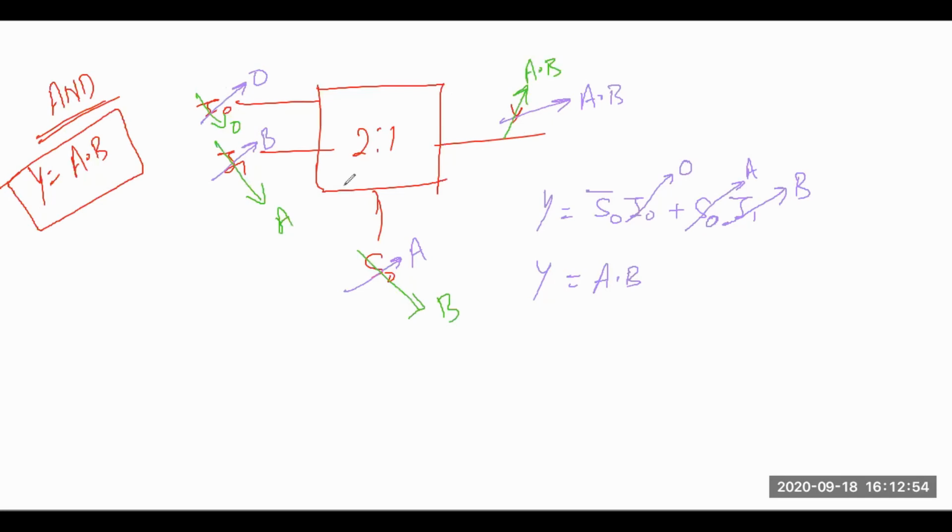Okay, so in these two ways you can interpret your 2 is to 1 multiplexer as an AND gate. At the end you are getting Y as A dot B. Let's take one more gate, which is the OR gate. OR gate means you want Y equal to A plus B, and you are giving A and B only. Okay, let's come to the 2 is to 1 multiplexer again.